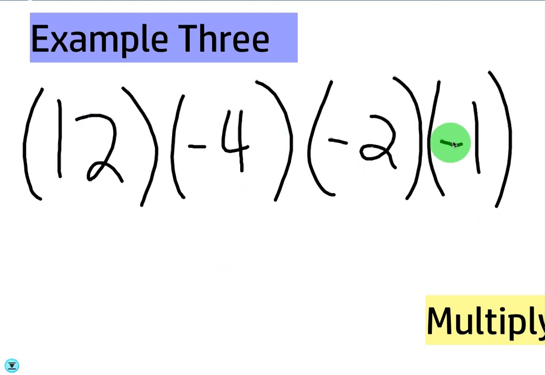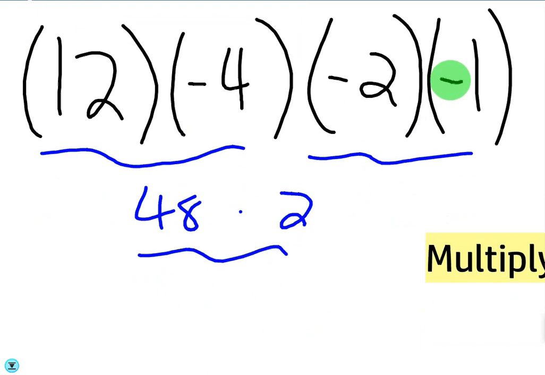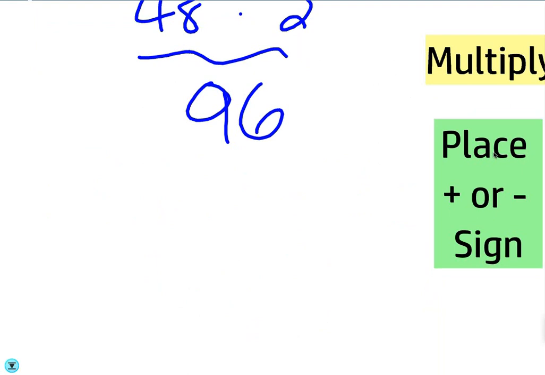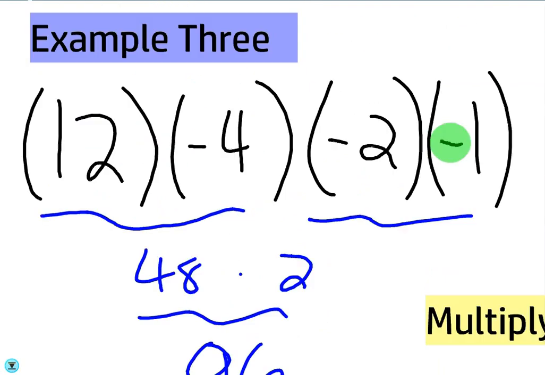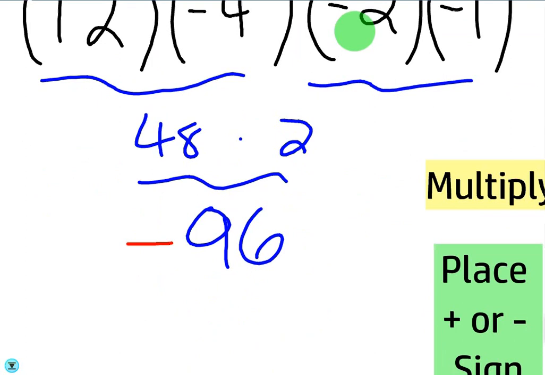So we're going to multiply these out. All right, so 12 times 4 is 48. And negative 2 times negative 1, or 2 times 1, we'll just do that, is 2. 48 times 2 is 96. That's the first step, but don't forget the next step. How many negatives do we have total? We're going back. We have 1, 2, 3. That's an odd number of negatives, so we know the answer is going to be negative 96.